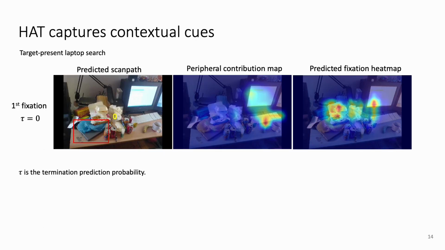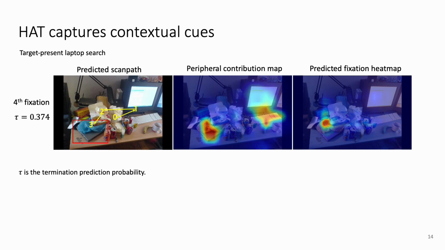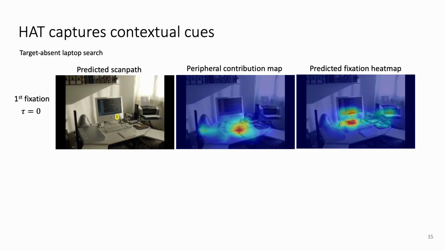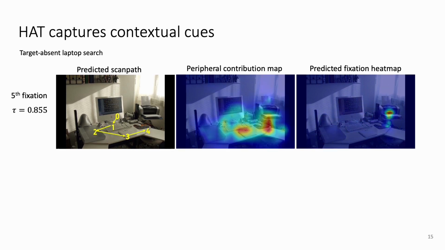Here we show the step-by-step predictions and the contribution of the peripheral token of our model. This is a difficult target present search example, where the target laptop is heavily occluded. One can see that the fixation is initially driven by the keyboard on the right, as the laptop and keyboard are closely related objects. After confirming there is no laptop nearby, attention shifts to the left, where the target features start to pop out, and drive the attention to the target and terminate the search. Similarly for the target absent laptop search, the model shows that the keyboard and the table mainly drive the attention. These examples demonstrate that our model can make highly interpretable predictions.